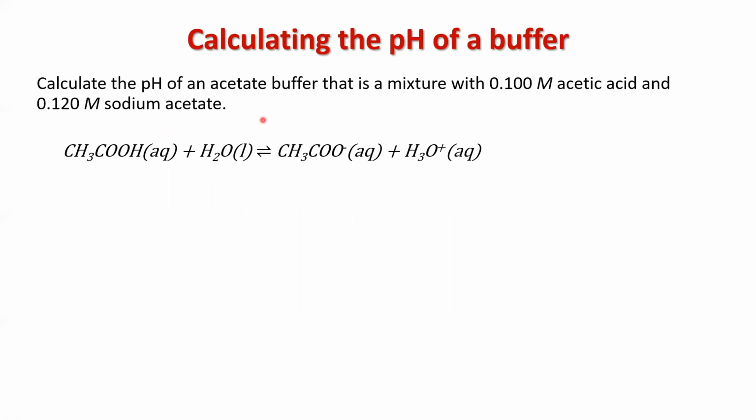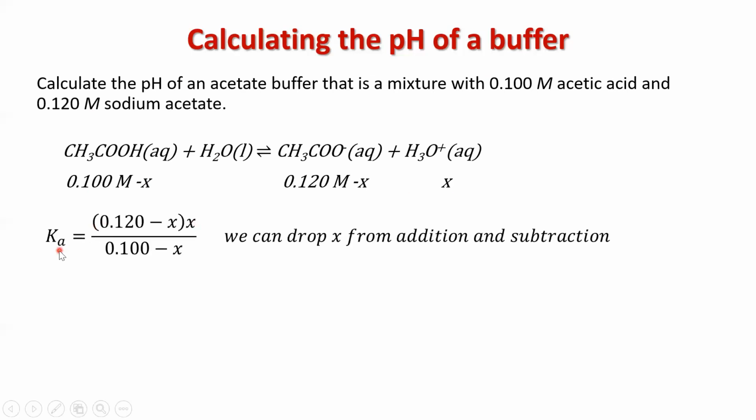What's a little different about this kind of problem is that in our solution, we have 0.100 molar acetic acid, but we also have acetate ions. So our acetic acid is 0.100 minus X, because some of it is going to react. The acetate ion comes from the sodium acetate, which completely dissociates. We have 0.12 acetate, and a little bit of it is going to react to establish equilibrium, and we're going to produce X amount of hydronium ion.